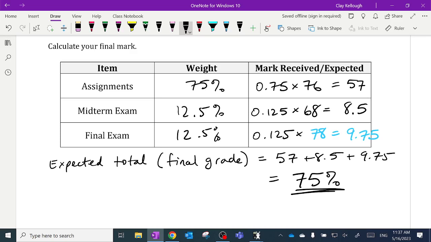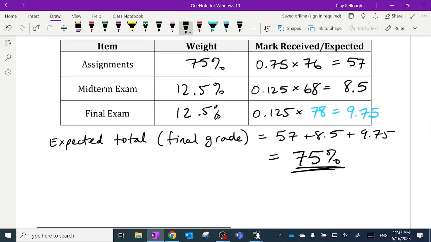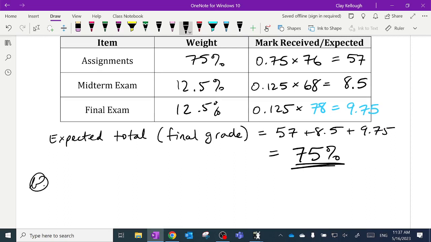Okay, let's call this my A question. I'm going to add a B question to this. Can you write this down? Got enough room? Here's the B question.